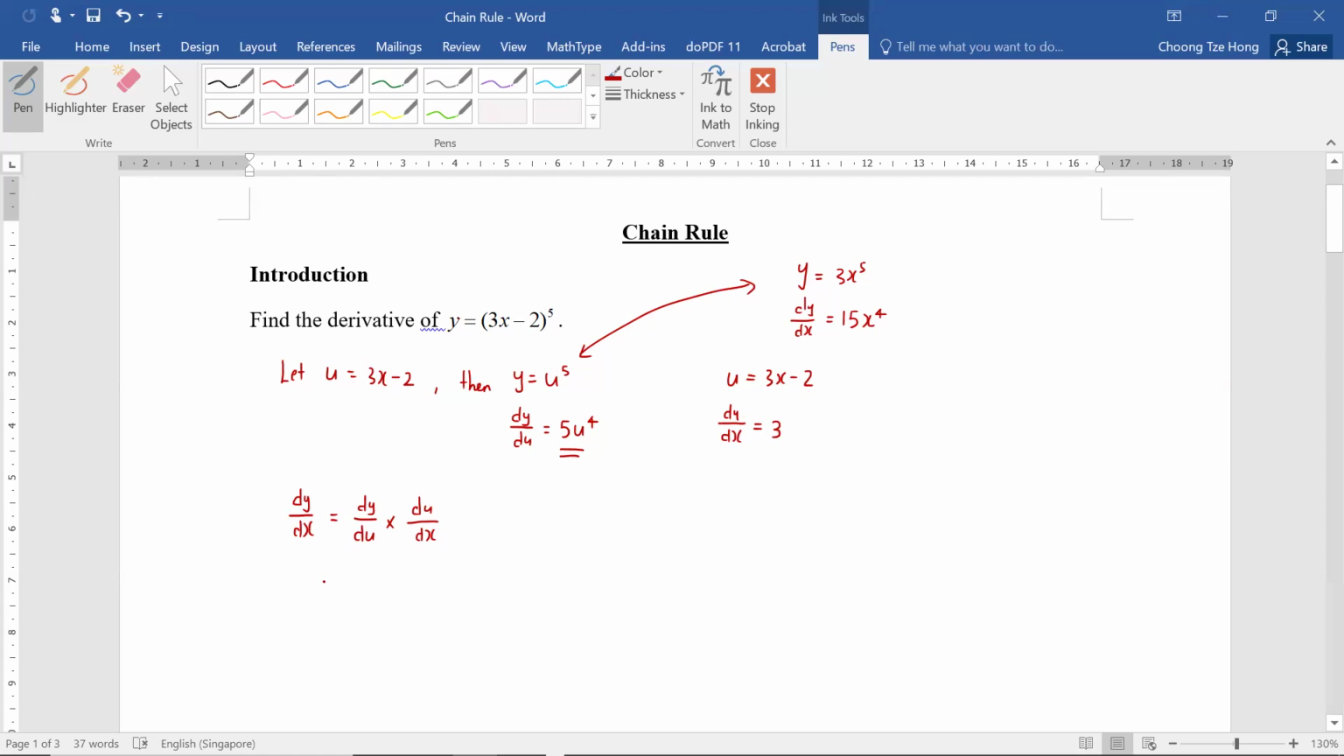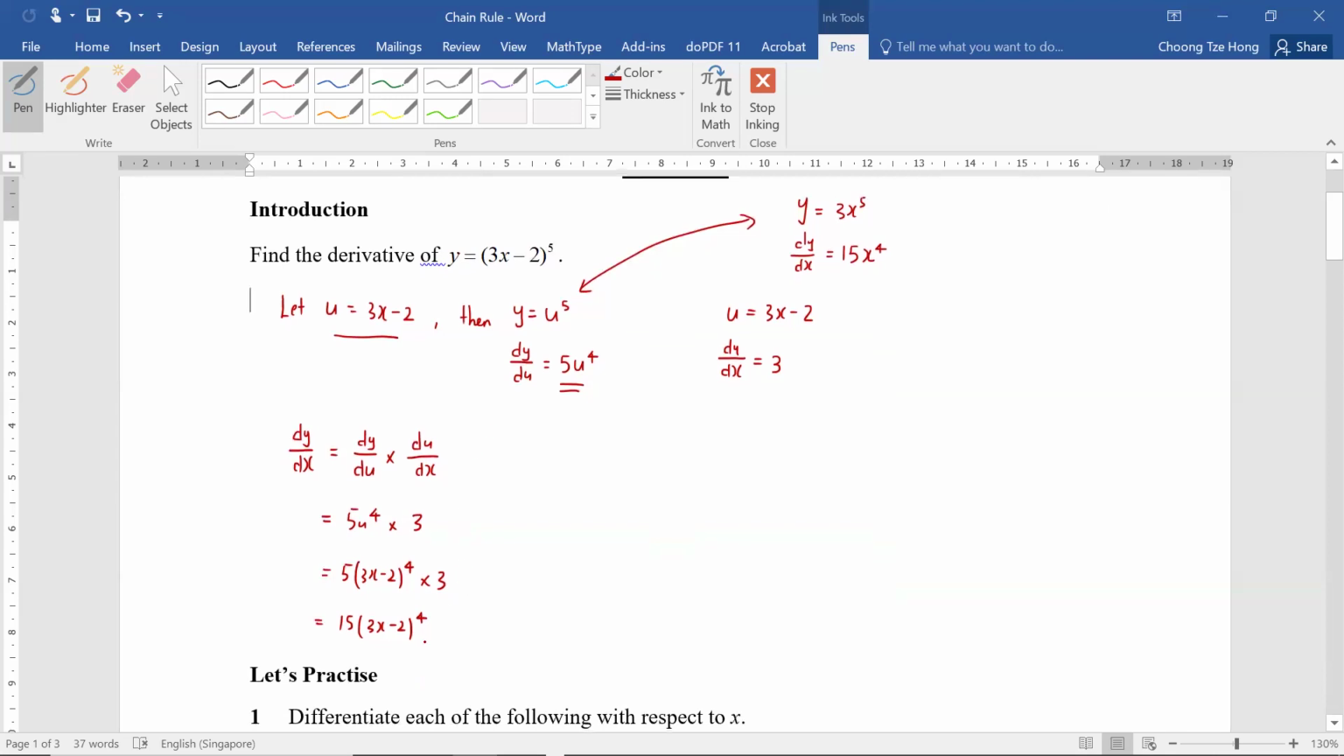Okay, so in other words, what we have now is dy over du, which is 5u to the power of 4, times du over dx, which is 3. Now I'm going to replace the u back with this function, because the final answer needs to be in terms of x, right? So we'll get 5(3x minus 2) to the power of 4 times 3. So this will give us 15(3x minus 2) to the power of 4. Alright, so this will be the final answer for dy over dx.